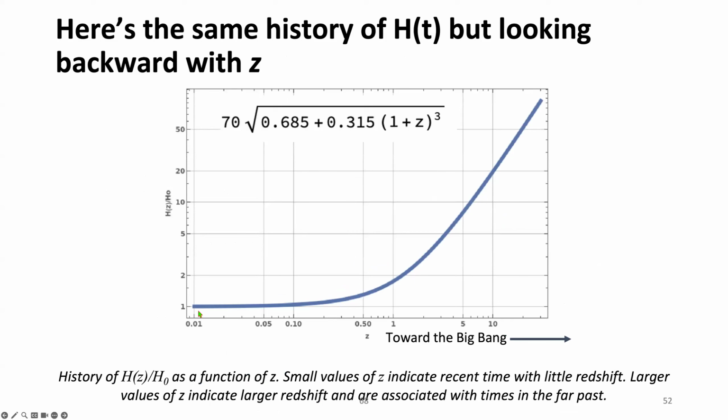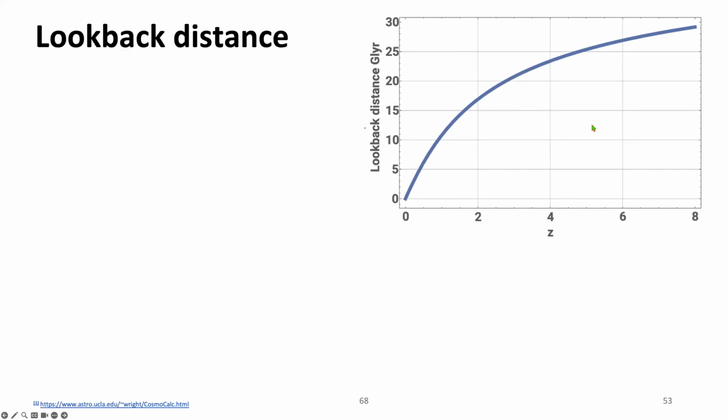We can also look at that curve by looking backward in time. Remember, redshift, indicated by Z, tells us the history. So here we are today at today's Hubble constant, and we look backward in time, and the farther back we go, the higher the rate was. That's another way to look at this.